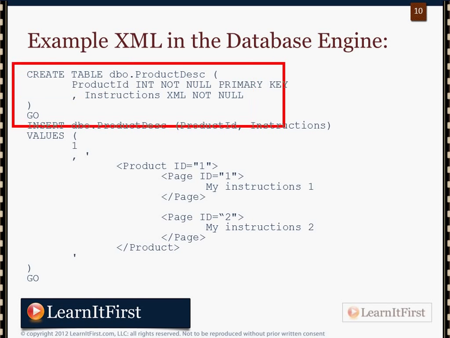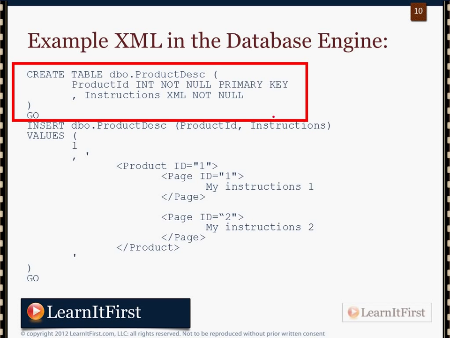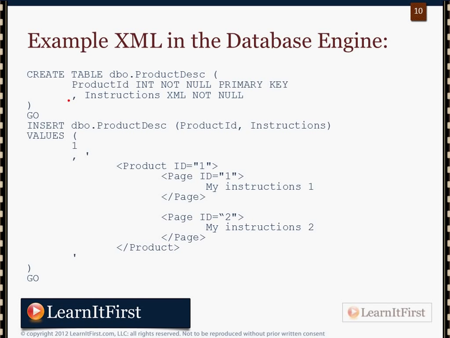Now notice we're creating a table called product description. We have two columns, product ID and instructions. Now these columns are given data types. The first column is an integer. The second column, however, is XML. Now when we later do an insert into that table, and again we will learn the insert statement, so I'm going over this quickly, we'll do the first column, we'll separate it by a comma, and then we'll do the second column for the instructions that are XML.